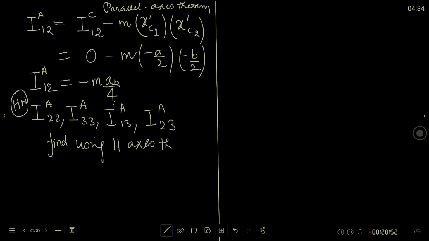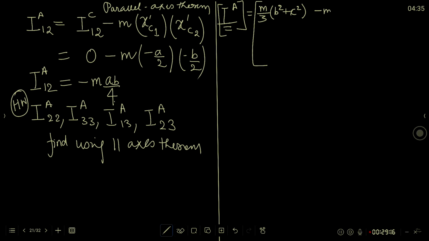Theorem. You should get this answer. I am giving the final answer for you to verify. This I have already found for you. This also I have just found, MAB by 4. Now, since it is a symmetric matrix, this will also be minus MAB by 4. The third one here turns out to be MAC by 4. This will also become MAC by 4.